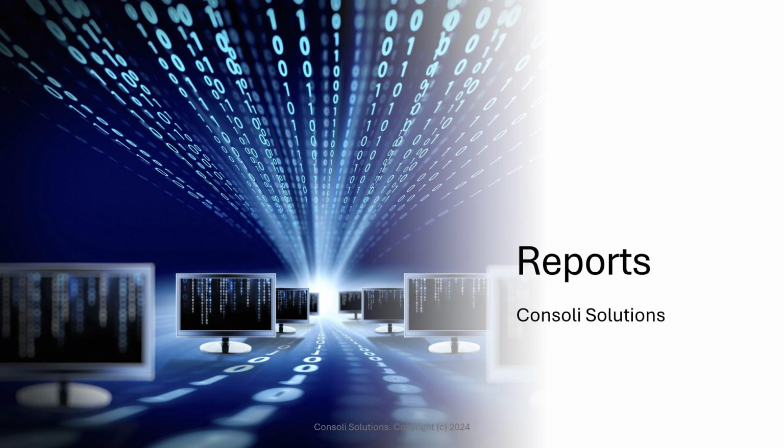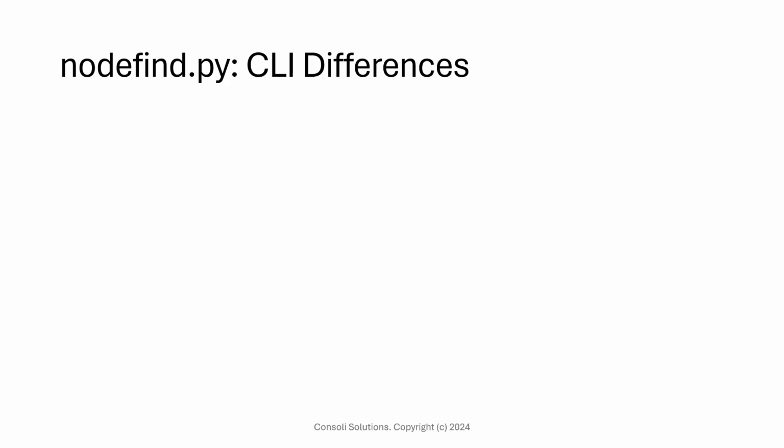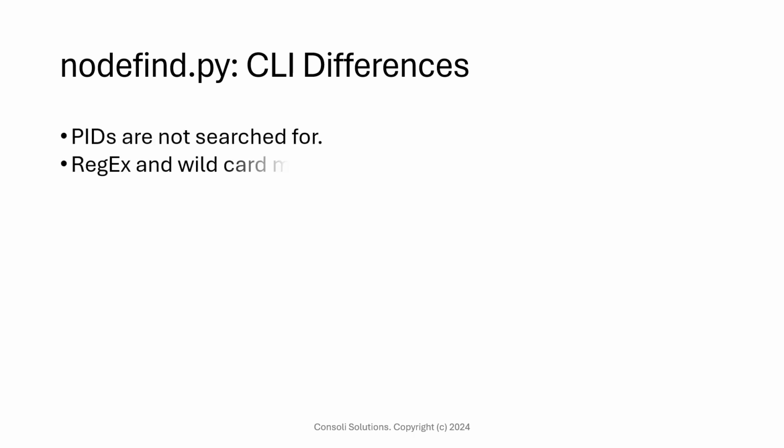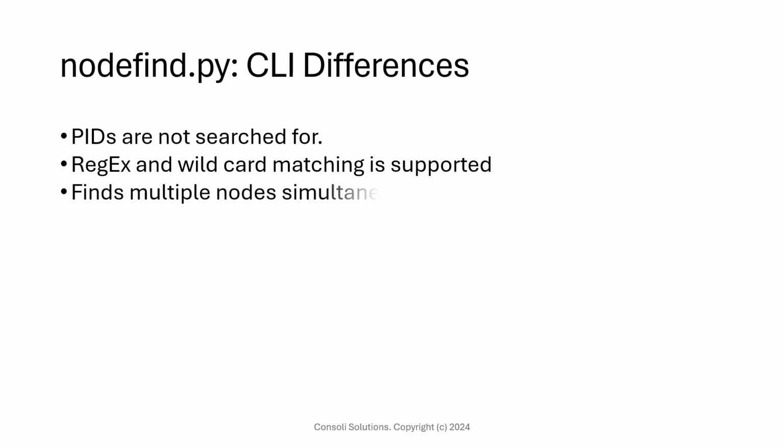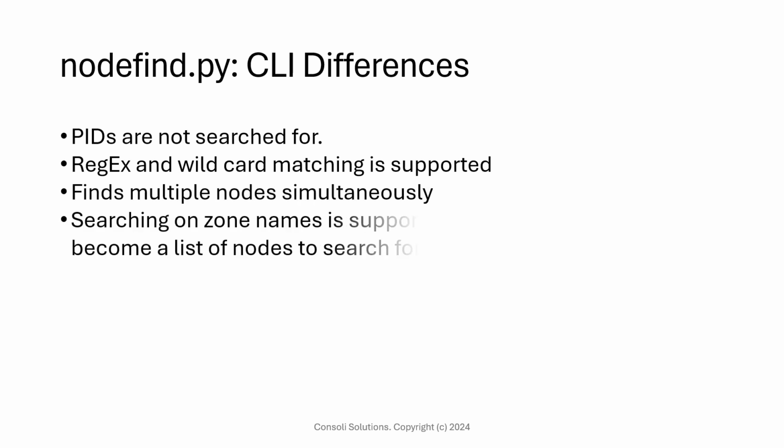Now that we've captured some data, let's generate some reports. Nodefind is the most frequently used script I have. That's not surprising because nodefind is one of the most frequently used CLI commands. So differences are PIDs are not searched for. Reject and wildcard matching is supported. This is the most valuable feature in here because I'm often looking for nodes that belong to a server cluster or a storage array. It finds multiple nodes simultaneously.